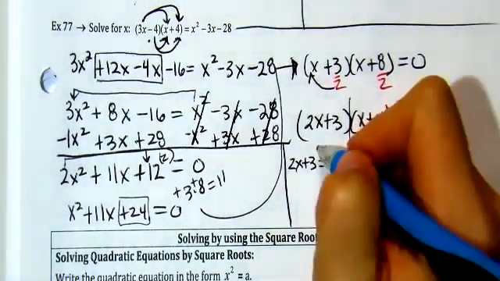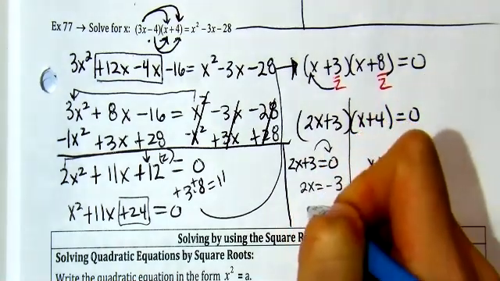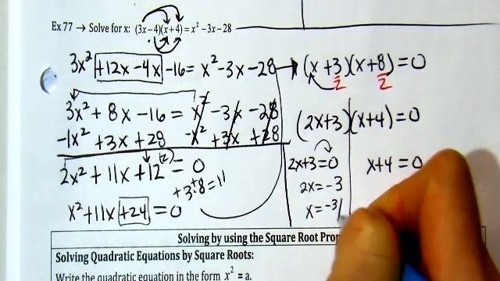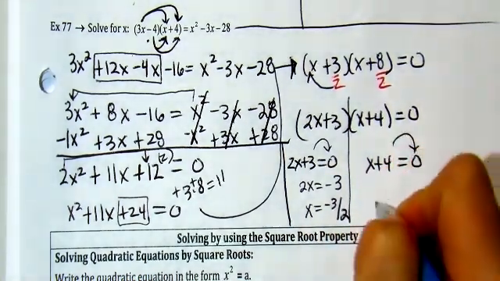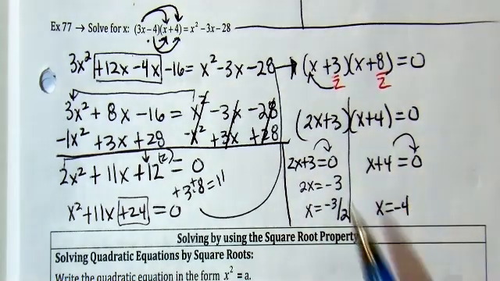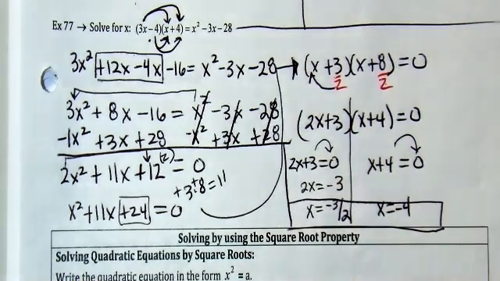And just solve. So here we would be subtracting 3, so you have 2x equals a negative 3, and then dividing by 2, so negative 3 over 2. And then subtract 4, so x equals a negative 4. So those are our 2 solutions for example 77.